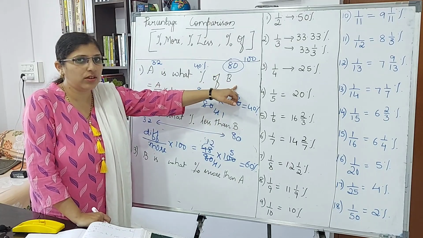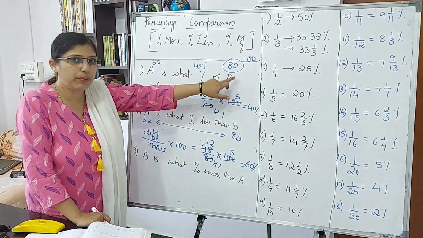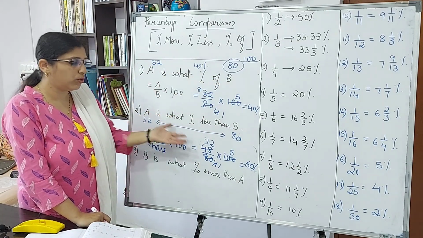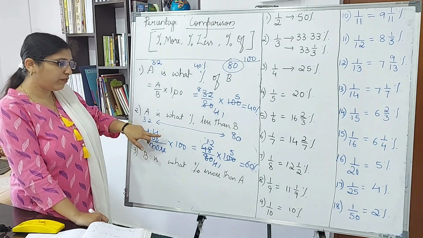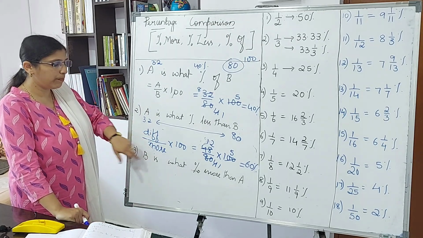Orally also we could tell, no? When we know that 32 is 40% of 80, it will be 60% less than 80. So we can prove it like this also.